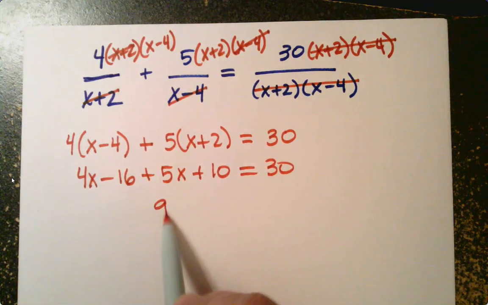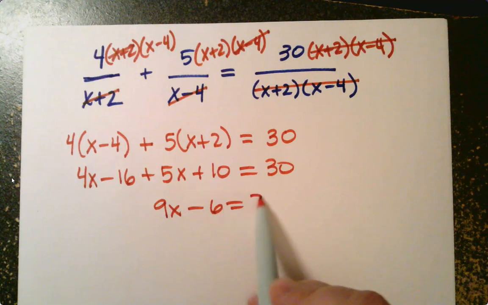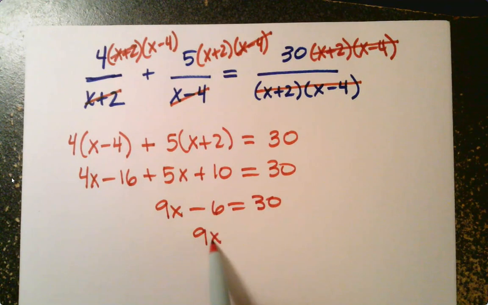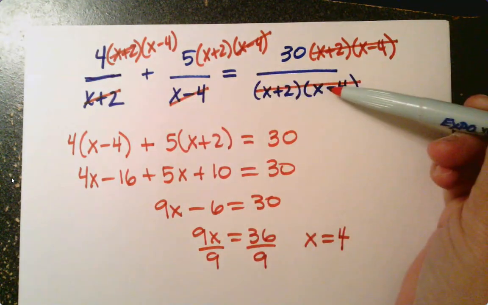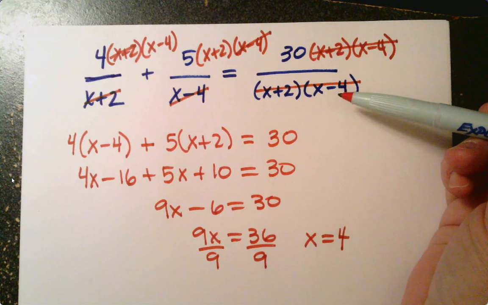And I have 9x minus 6, 9x equals 36, and x equals 4. Excuse me, not 9, x equals 4. Okay, so now what did I not do at the beginning of the problem? If you don't do it at the beginning of the problem, you have to do it at the end. And that is, when you have any variables in your denominator, you have to make sure nothing's going to turn into 0.